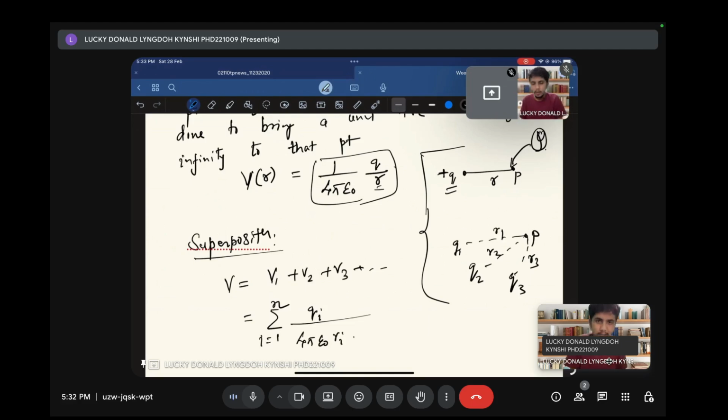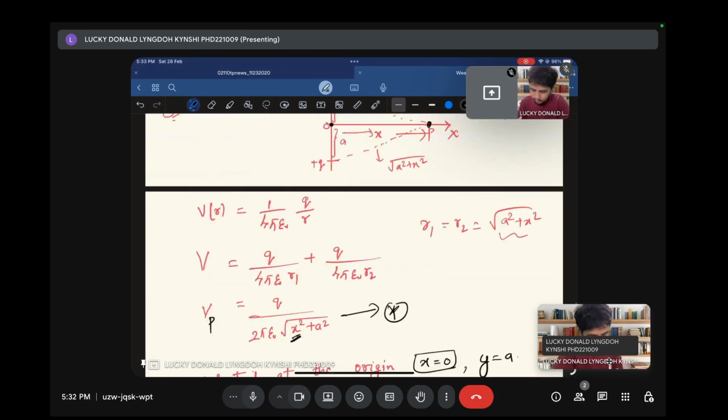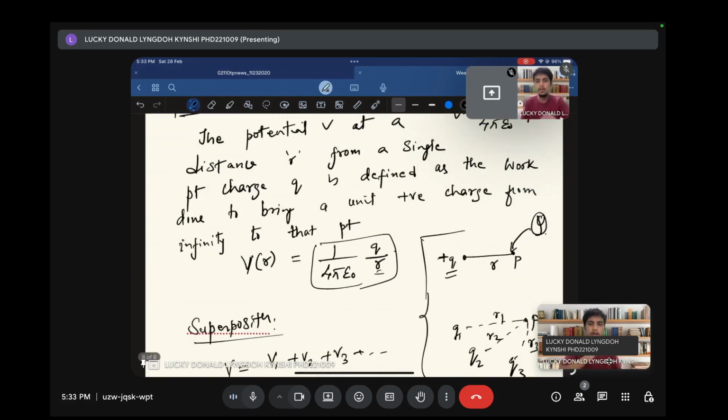So in the second problem which I have just solved for you, 1 by 4 pi epsilon naught q by r is the same thing which I have shown you. What is the potential due to a point charge? It is equal to 1 by 4 pi epsilon naught simply q by r.